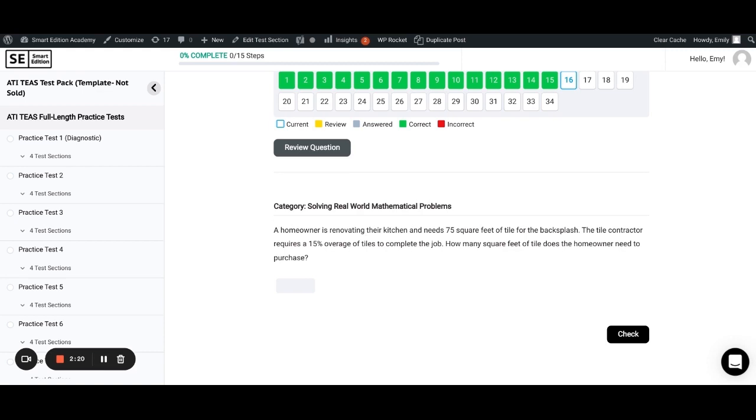Okay. Here is one of those new T7 question types that are new. As you can see here, there is no A, B, C, or D. You have to fill in the blank for this question. So this is a real world math problem, and it says a homeowner is renovating their kitchen and needs 75 square feet of tile for the backsplash. The tile contractor requires a 15% overage of tiles to complete the job. How many square feet of tile does the homeowner need to purchase?